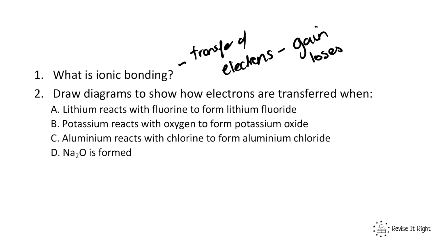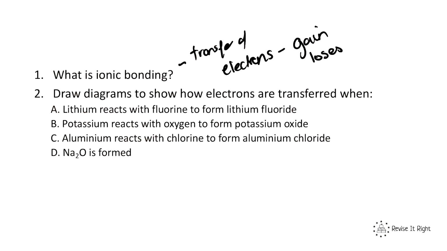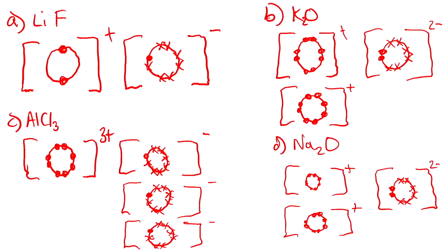Now question 2, draw diagrams to show how electrons are transferred when. Okay, so what I've done is I've done these for you. So with lithium fluoride, you should have drawn this. Okay, so 2 electrons on the outer shell for lithium, and it's a plus charge. And now 8 electrons on the outer shell for fluorine, but remember one of those coming from lithium to become a negative charge. And then B, we've got potassium oxide.